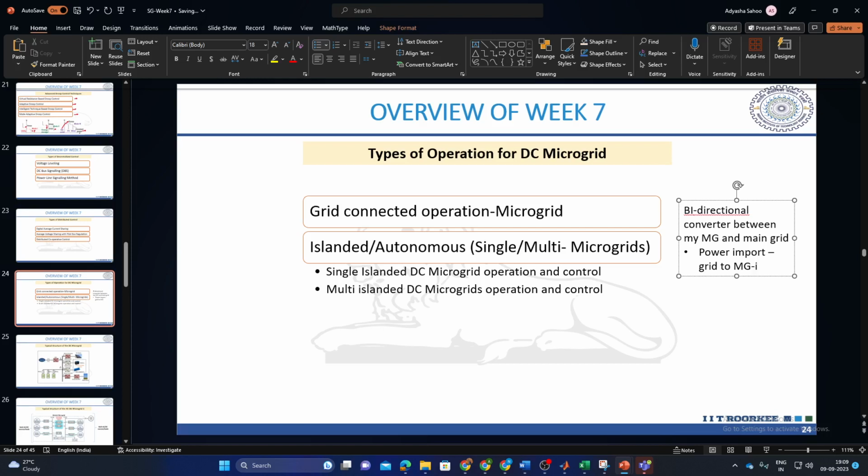So whenever I want to import power from the grid, it means power will flow from grid to microgrid. So this converter, because our grid is AC, the power has to flow from AC grid to DC grid. That means we will be having here inverter action, AC to DC, of the bidirectional converter. And similarly, when we have excess energy in the microgrid, we can export it. So basically energy flows from microgrid to grid. The microgrid is DC, so DC to AC means we will be having rectifier mode of operation.